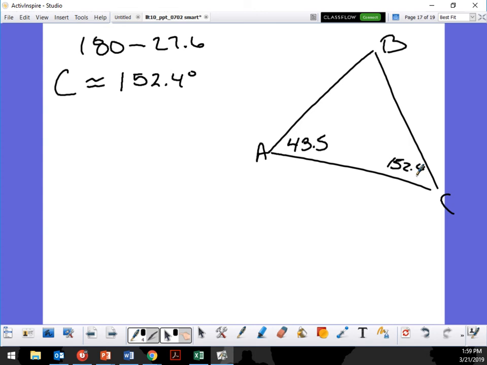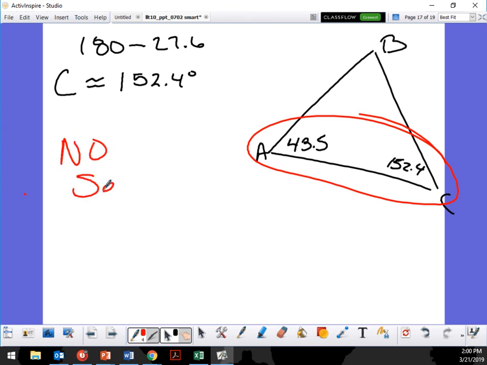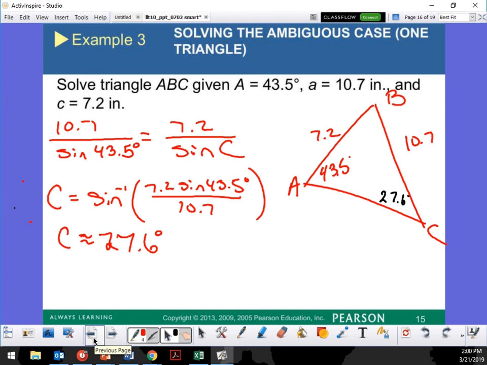Is that more than 180? Yes. These two by themselves are more than 180, so I cannot have a triangle that has more than 180. So because of that, there is no second triangle. So it's only one? Yes. No second triangle because that one is more than 180. So I don't have to do the second one, so let's go back to the first one now. Let's finish up the first one.